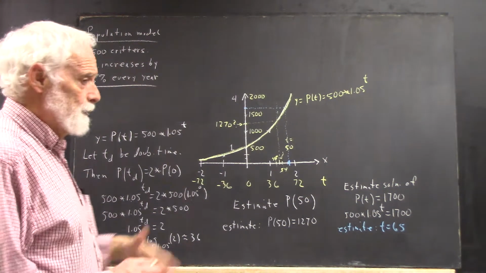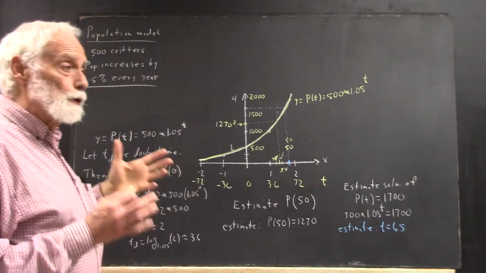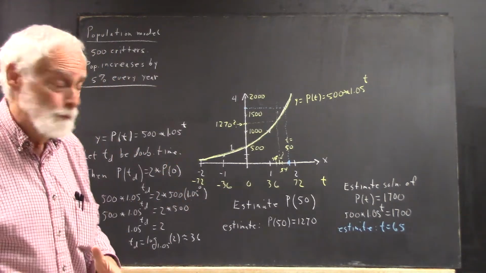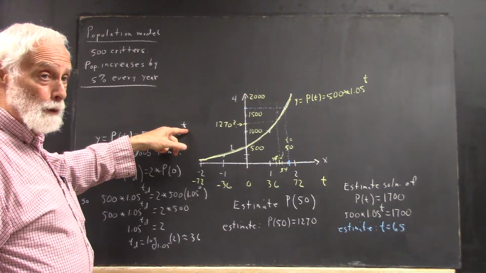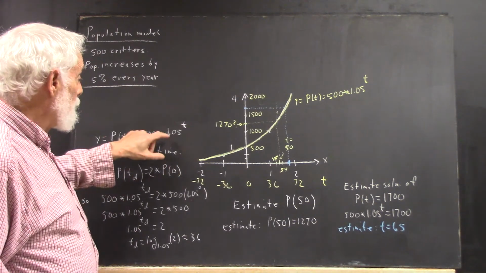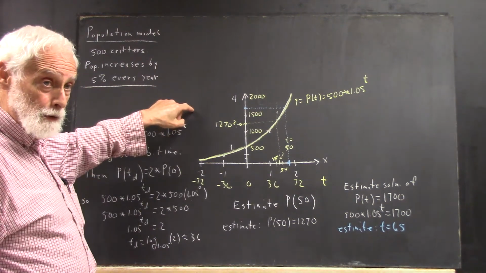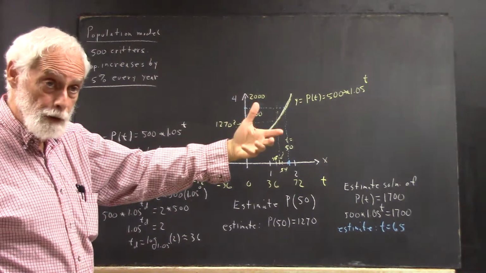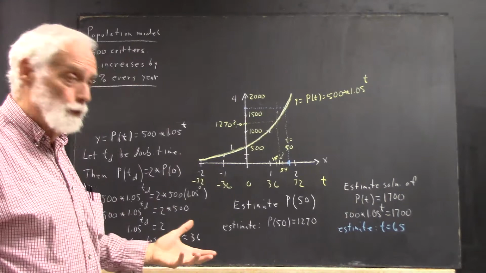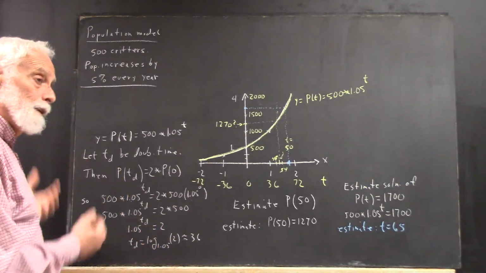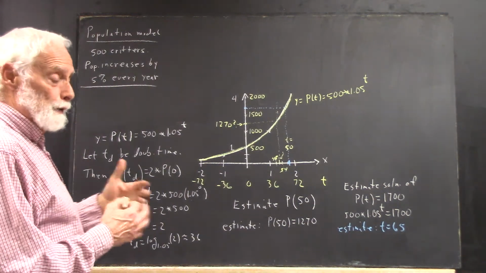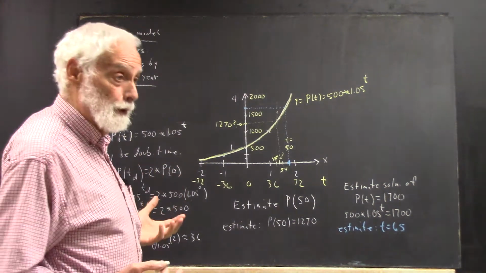Well, if something increases by 5% every year, and T is your number of years, you're going to multiply your initial population by 1.05 to the T to find the population after T years. Review the reasoning that we used to develop the idea of compound interest. Interest just being compounded annually.